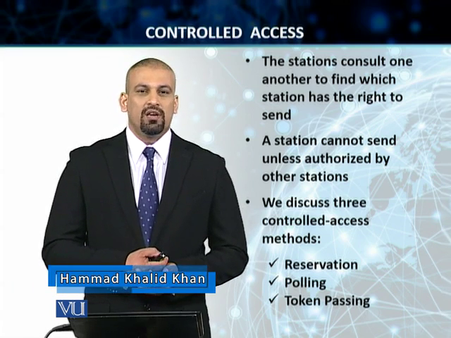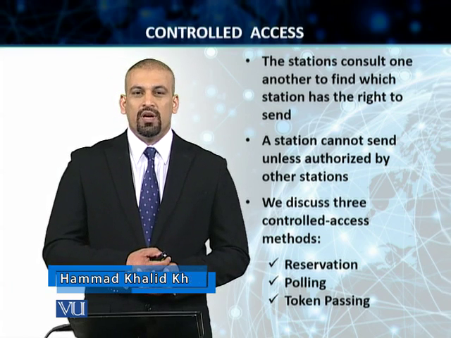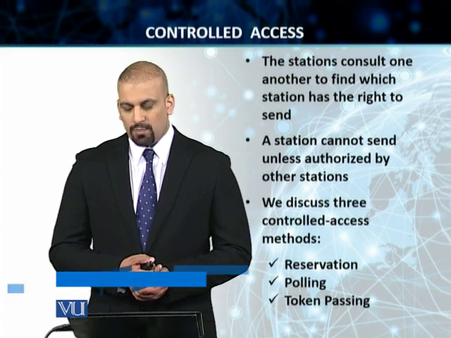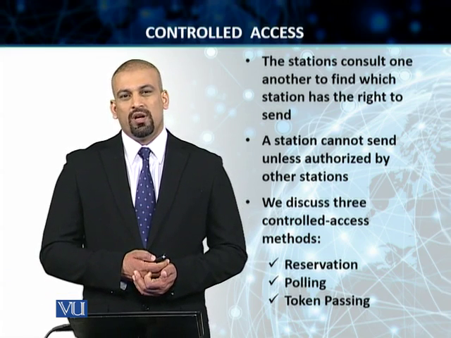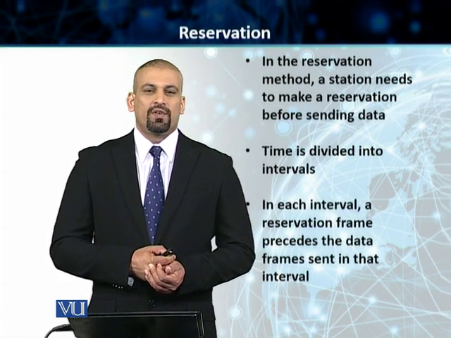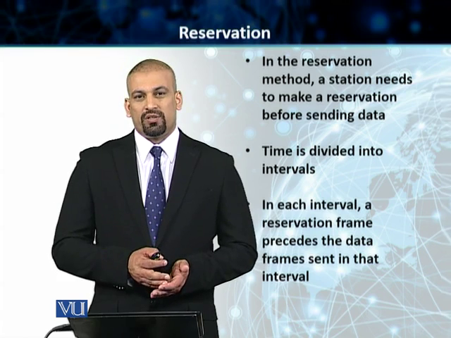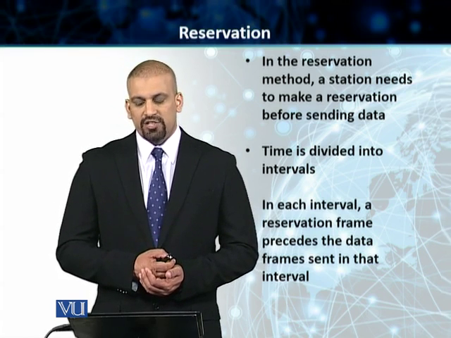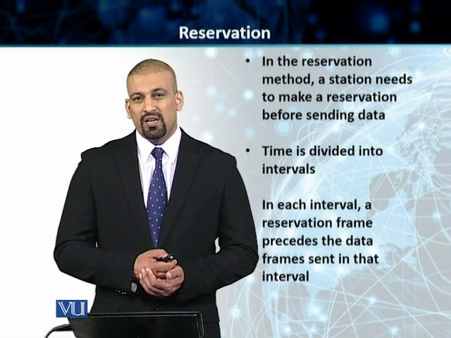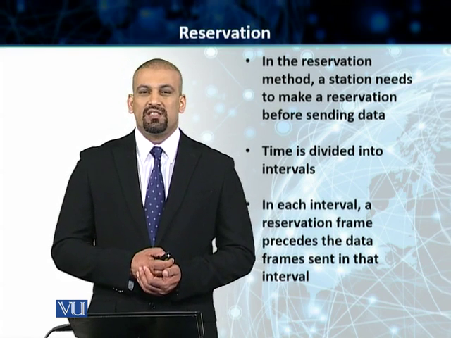Students, there are three controlled access methods that we're going to be talking about. The first one is called reservation, the second one is called polling, and the third one is called token passing. The first method of controlled access is reservation. In this case, a station that needs to send some data needs to make a reservation before it sends the data.